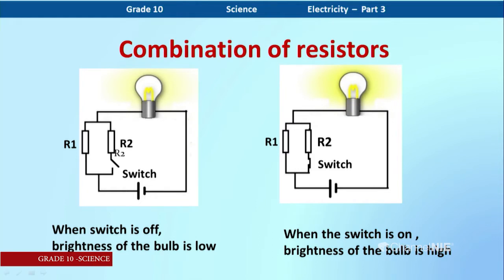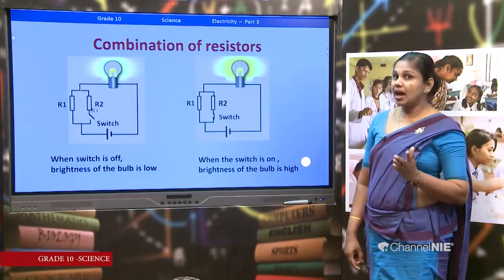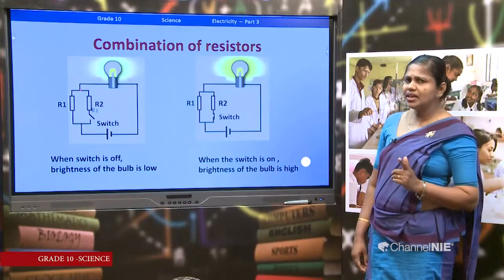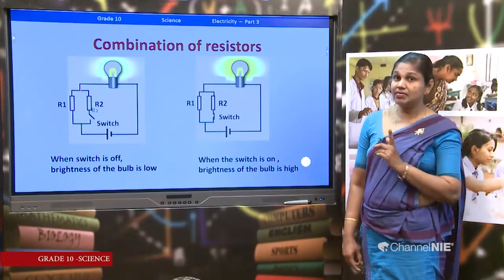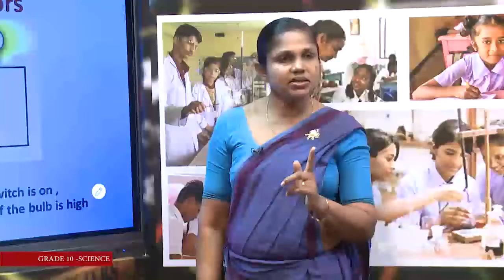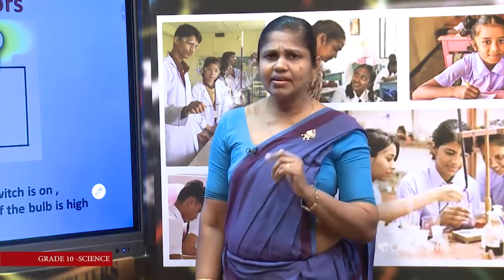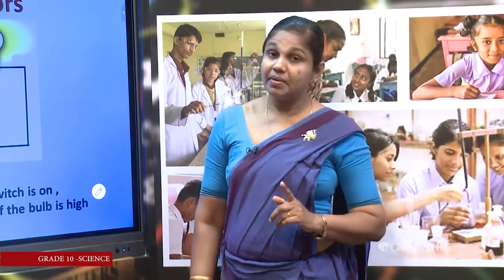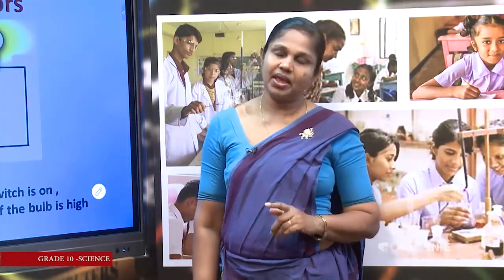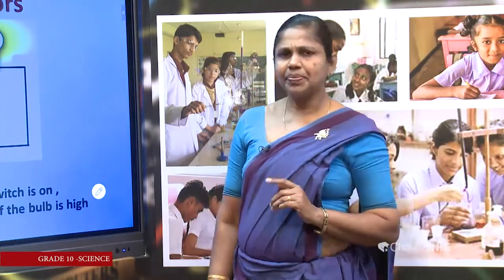According to what we have learned, children, we know that when the resistance is high, the current flow decreases and the brightness of the bulb decreases. But here, when the two resistors are connected in this particular way, current flow has increased. That's why the brightness of the bulb has increased. There is a secret behind this. There is a secret behind the combination of resistors here. Now we are going to learn about that, children.